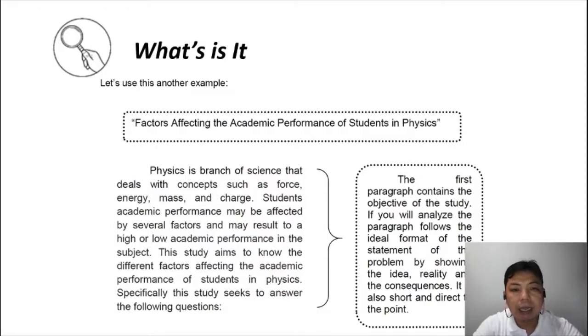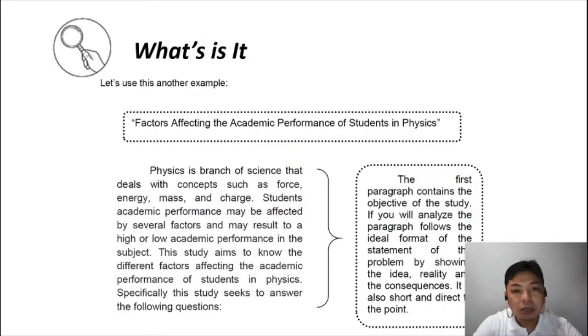So, basahin natin. As I've told before, the first paragraph should contain the objectives of the study. Physics is a branch of science that deals with concepts such as force, energy, mass, and charge. Students' academic performance may be affected by several factors and may result to a high or low academic performance in the subject. This study aims to know the different factors affecting the academic performance of students in physics. Specifically, this study seeks to answer the following questions.